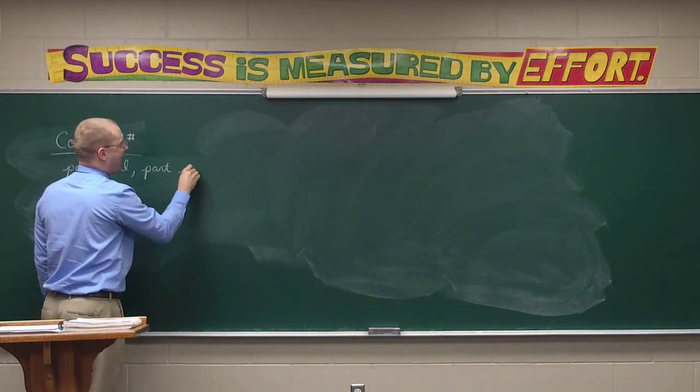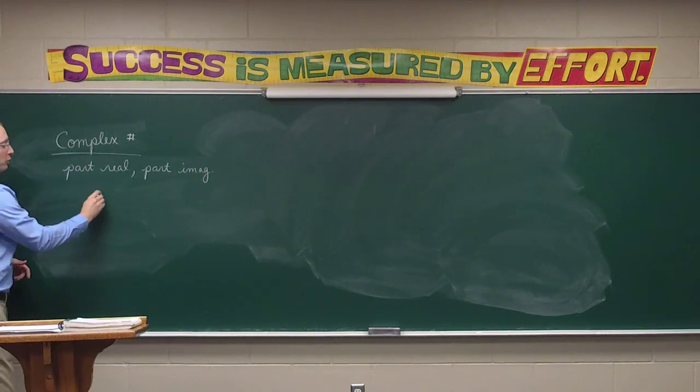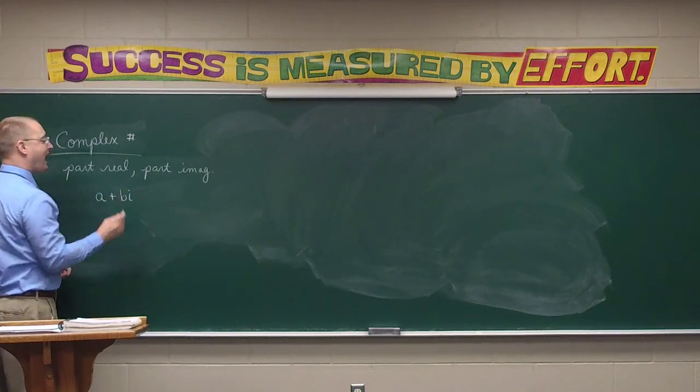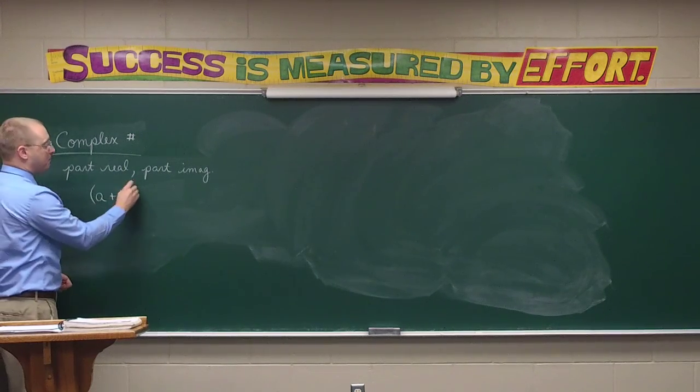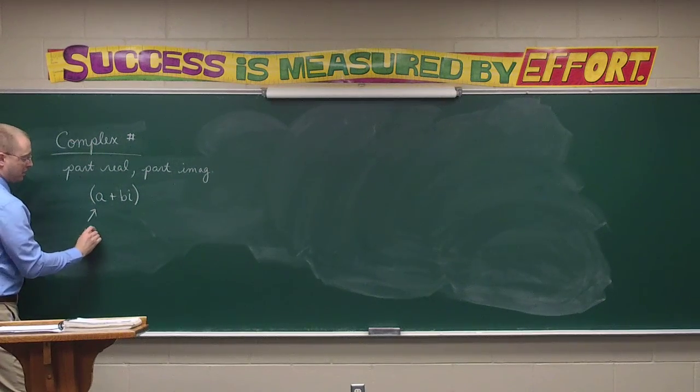That means it is a binomial. And it's going to be in the form, the real, which we'll represent as a, plus bi, which will represent the imaginary. So this binomial form is called the standard form.